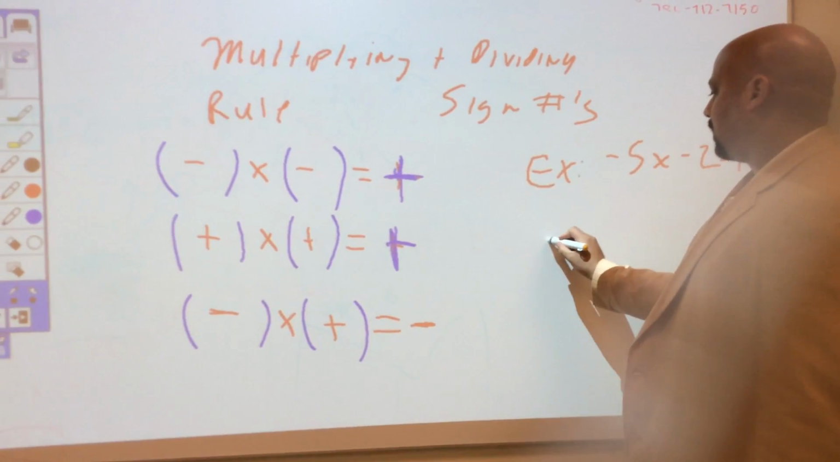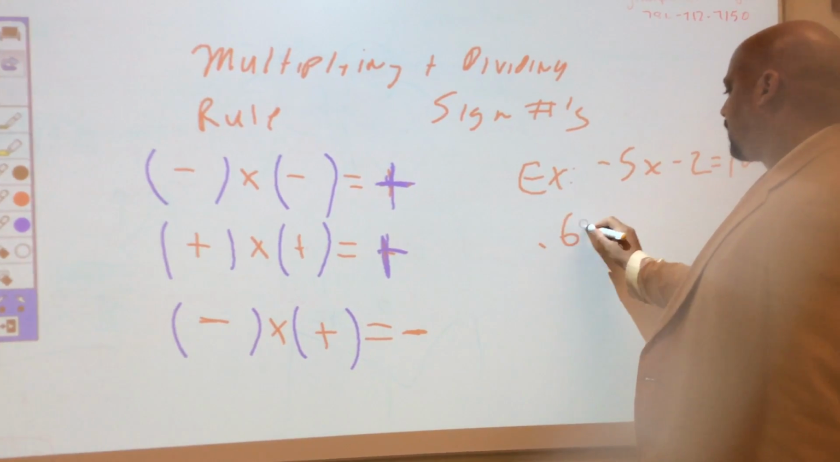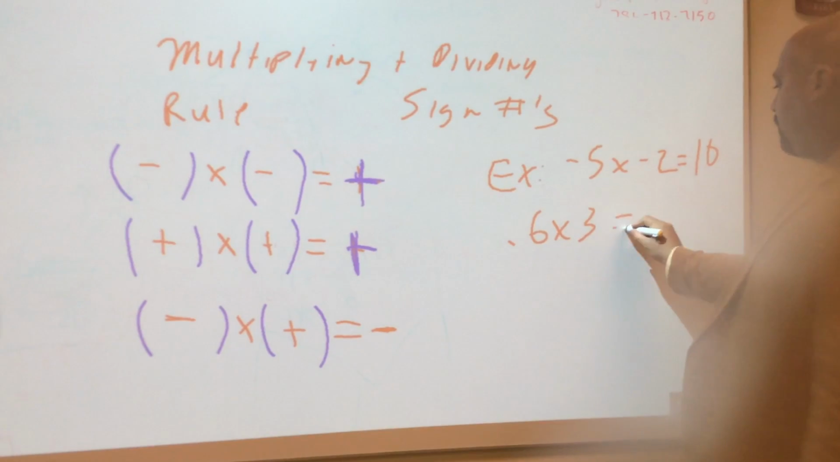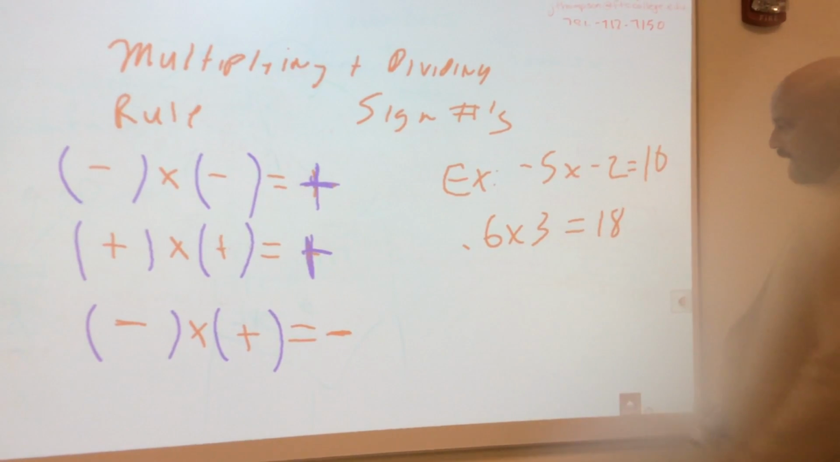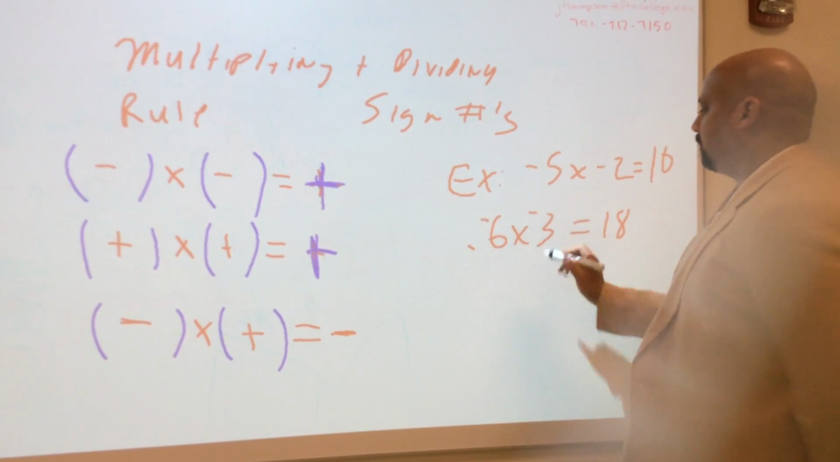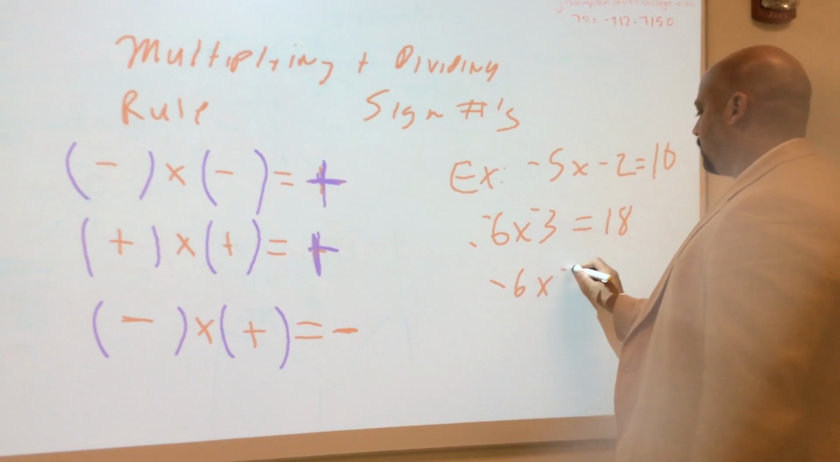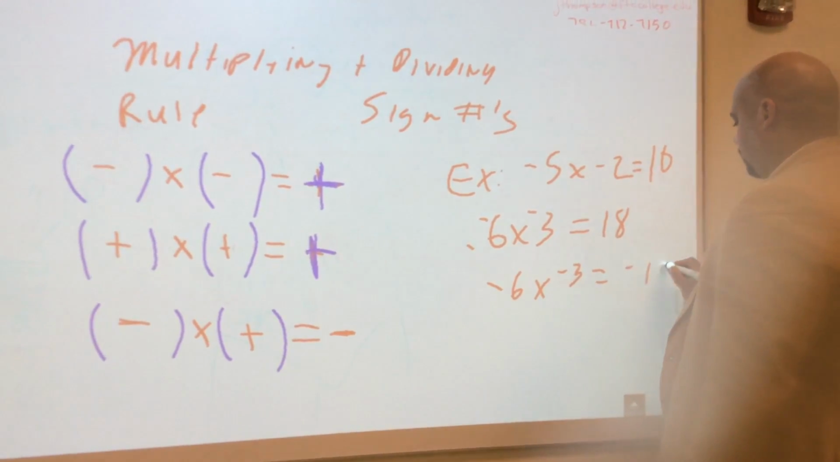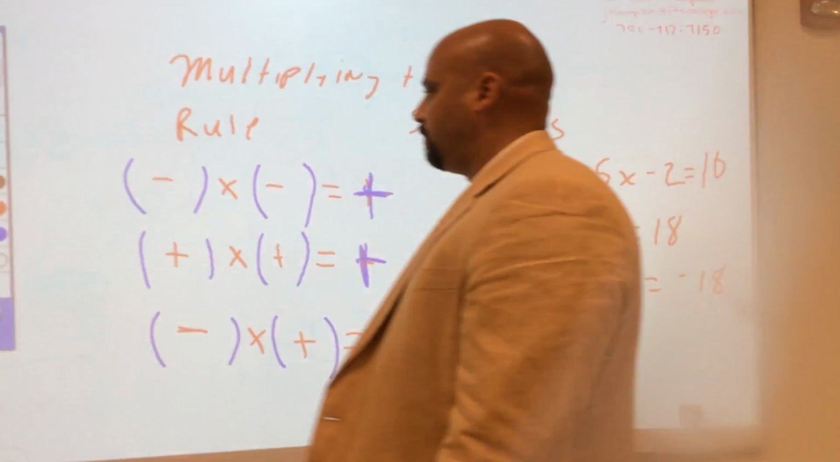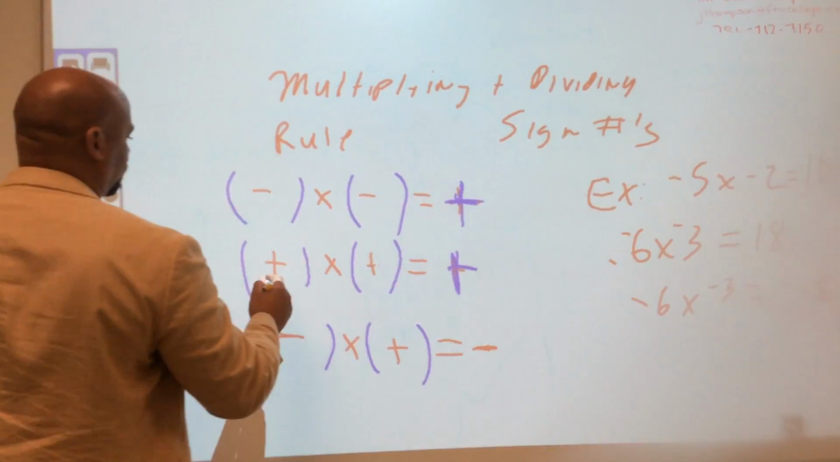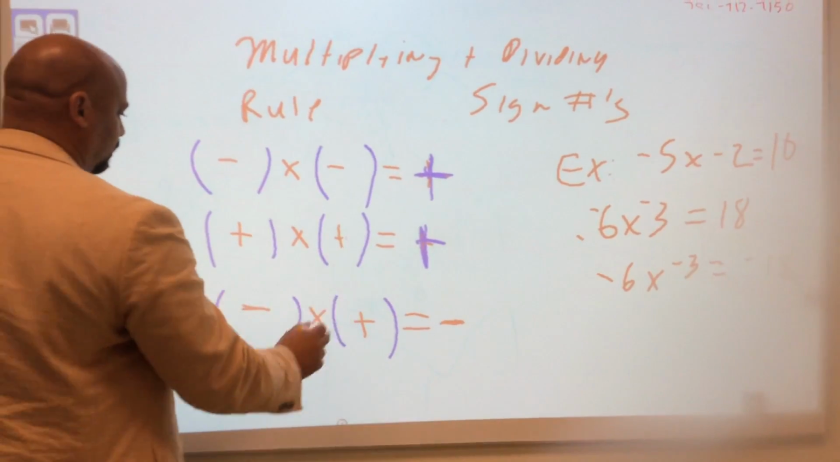Okay? Positive 6 times 3 is going to be positive 18. If it was a negative and a negative, it would still be positive 18. If it was negative 6 times a positive 3, it would be negative 18. Okay? Those are some examples of the rule. Negative times negative is positive, positive times positive is positive, negative times positive is negative.